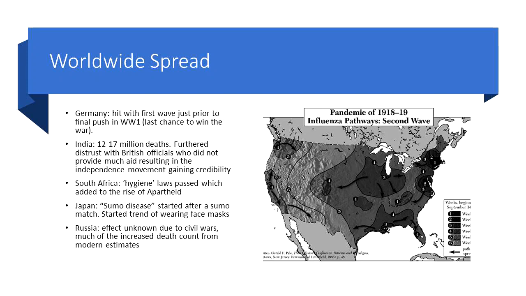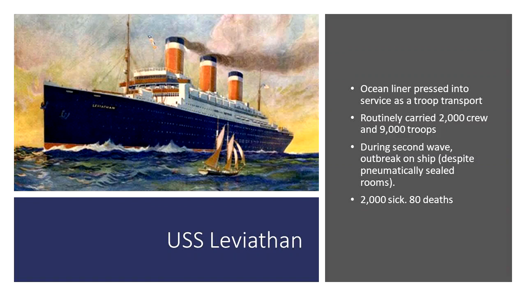So, another case to go through because of some of our experiences with COVID-19 is an ocean liner called the USS Leviathan. So it was a German ocean liner turned into a U.S. troop transport, routinely carried around 11,000 troops. Actually, it had pneumatically sealed bunks for the troops. So it was thought while this flu was going around that these pneumatically sealed bunks would help isolate the infection to whoever lived in the bunk with the patient with the flu. However, an outbreak ran through the whole ship, despite these attempts to control the virus, resulting in 2,000 sick and 80 deaths on transit from U.S. to France.